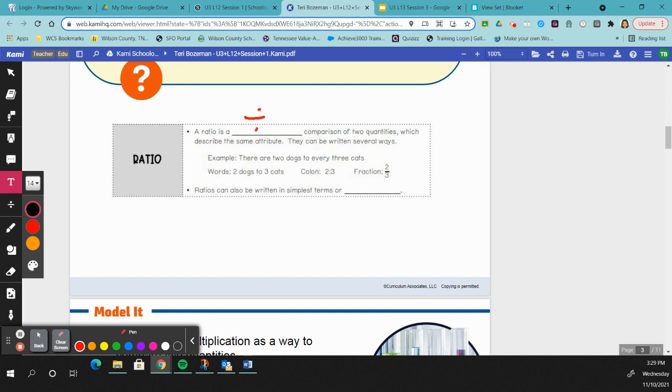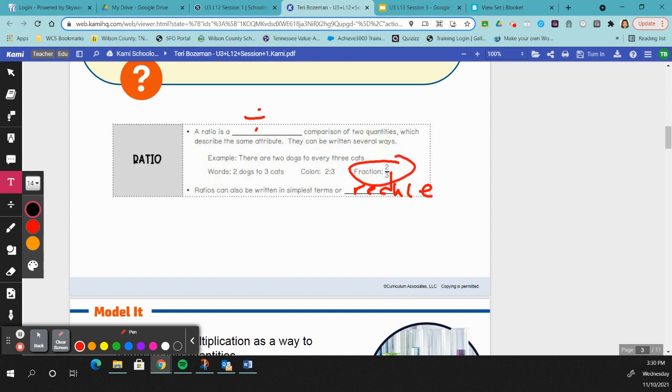Ratios can also be written in simplest terms, or reduced, or you could put in simplest form, or made smaller. However you want to word that, we can reduce or simplify ratios because since ratios are division comparisons, they are fractions.